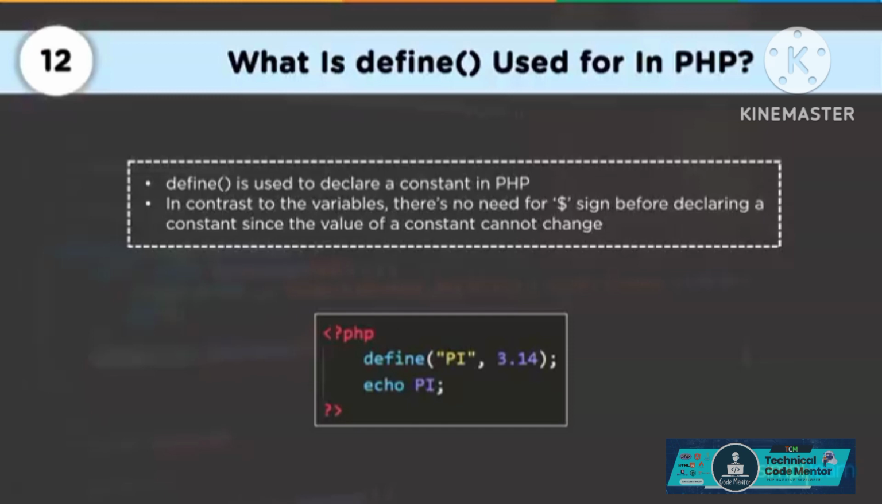Suppose you want to declare the value of pi as 3.14 throughout your PHP code and which cannot be changed. So we can use define for that.